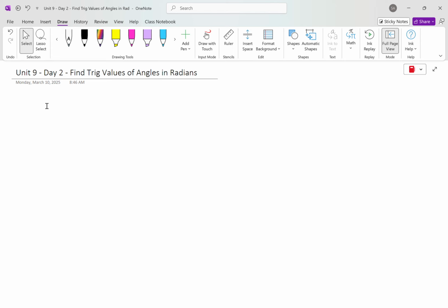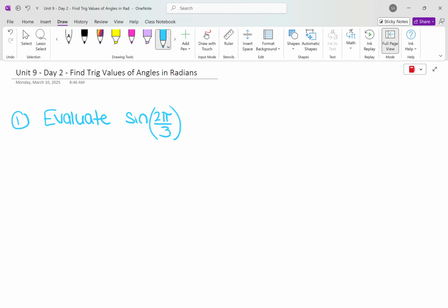Okay, just to recap, I actually want you guys to find this one on your own. I want you to find or evaluate the sine of 2 pi over 3. You're doing this on your own. So this is what we were doing last week. It's what we had an extra practice day on Friday. I'll give you a couple minutes and then we'll go over it together just to refresh your memory after the weekend.